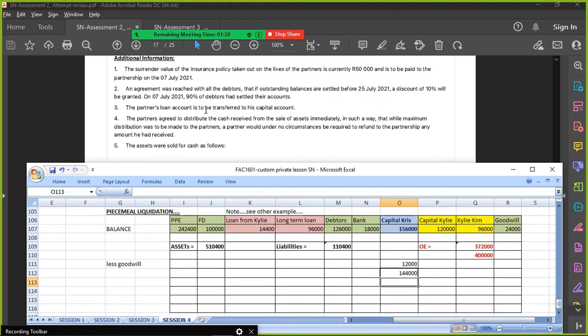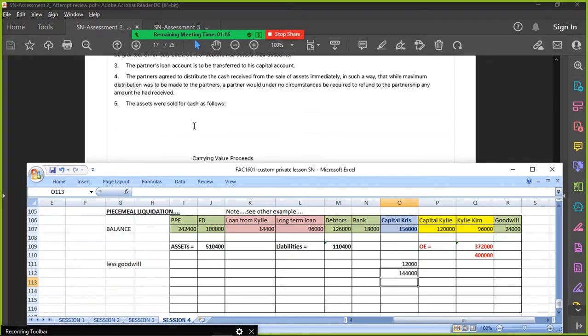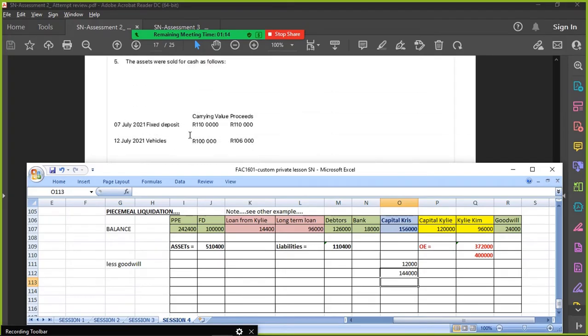The partner's loan account is to be transferred to the capital account. Did Chris have a loan account? No. Kylie had one. Chris didn't. That's fine. The partners agreed to distribute the sales immediately in such a way. Okay, that's the loss absorption capacity method. Assets were sold for cash as follows. Okay, this is 7 July, that's 12 July.